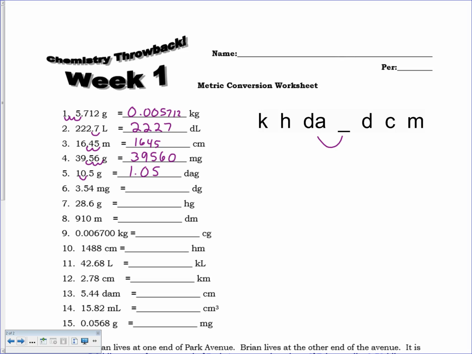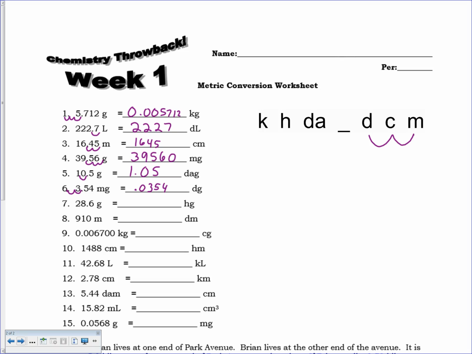Now here, number 6 is the first problem where we're not starting with the base unit. So in this case, we're starting with milligrams and we're going to decigrams. So starting here with milligrams and jumping over 1, 2 spots. We're going to do the same thing with the decimal point, 2 spots to the left, so 1, 2. All right, so we need to put a 0 in here as a placeholder. So it's 0.0354 decagrams.